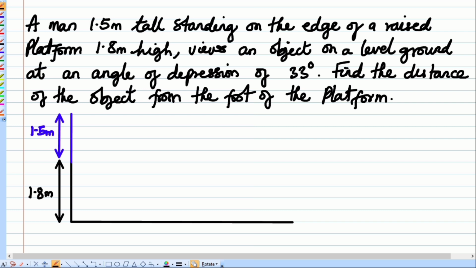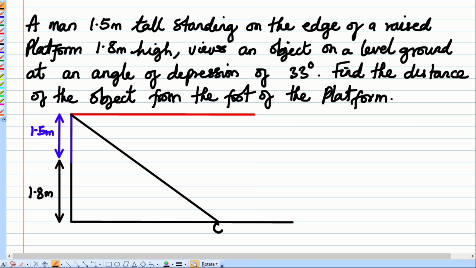Now the question says from this point he views an object on level ground at an angle of depression. The first thing you might want to draw is, let's identify this man's line of sight. You know that the line of sight will be in this direction. That means at this point he's neither looking up nor down. So if he's in that direction, you can now attest to the fact that the angle of depression will be the angle that is formed below this man's line of sight, to the horizontal ground or the level ground.